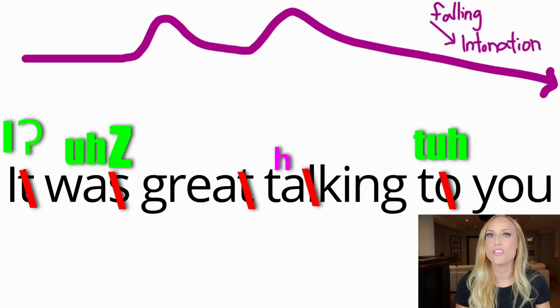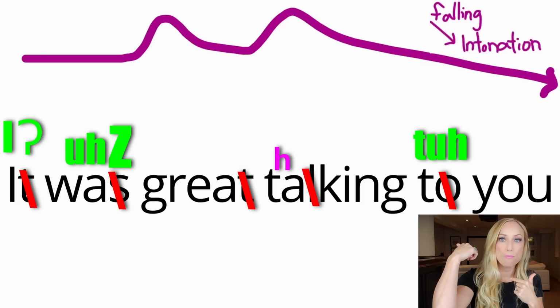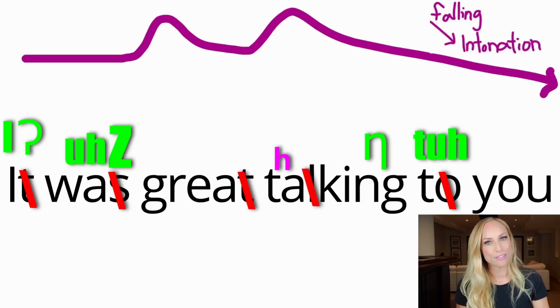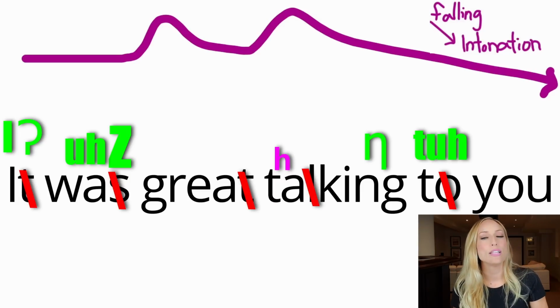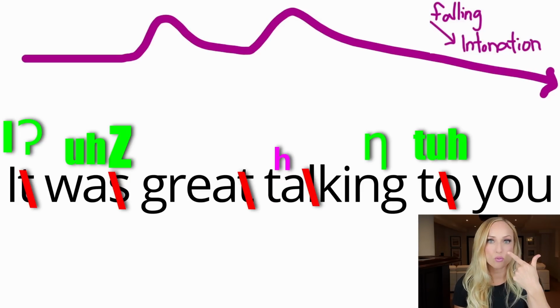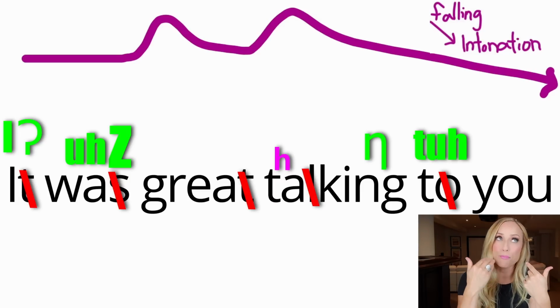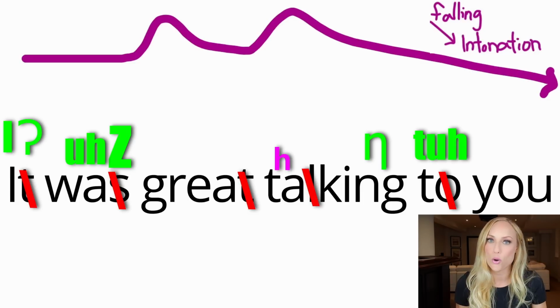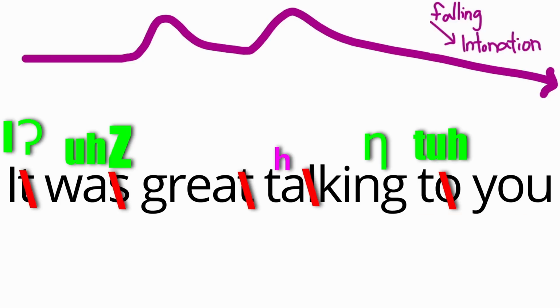The ing, on the other hand, is a sound that's pronounced with the back of the tongue touching the back of the soft palate. The ing is also a nasal sound where the air is constricted at the back of the tongue or the mouth, forcing air out the nose. So hear the difference between n and ing. Here are some examples of the ing sound. It was great talking with you. Well, it was great talking to you.